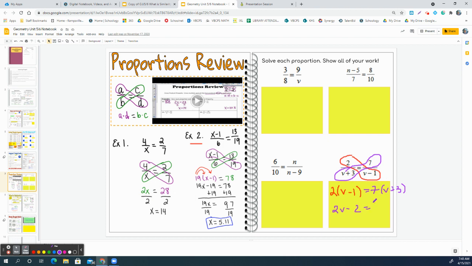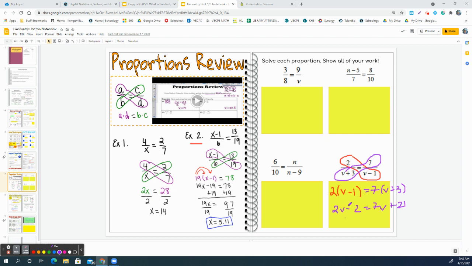And then 7 times v, 7v. And 7 times positive 3 is positive 21. Everybody good with that distributive property? Questions on that? It's just a detail that some students forget to do.